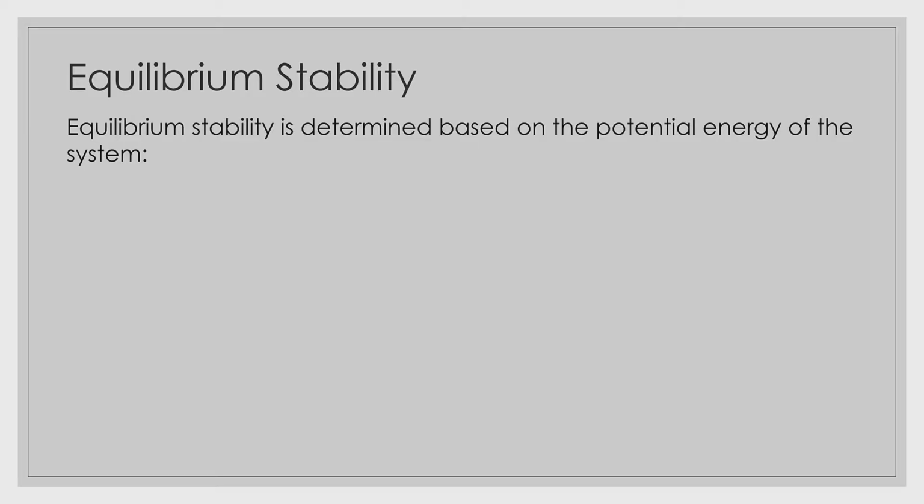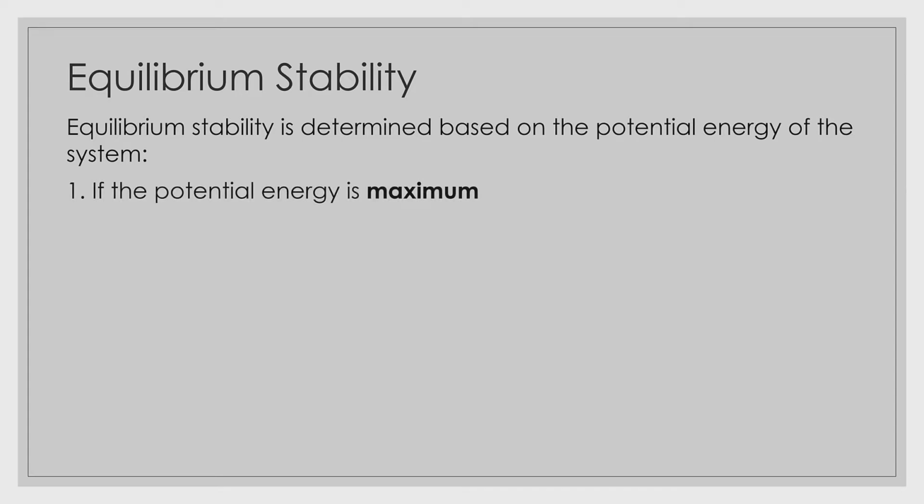So again, this whole quiz is about equilibrium stability. When is an equilibrium stable? When is it unstable? When do we have a neutral equilibrium? Or is there a case where we have no equilibrium at all? As we're going to see, there are 4 cases, which is what I just mentioned. So equilibrium stability is actually determined based upon the potential energy of the system.